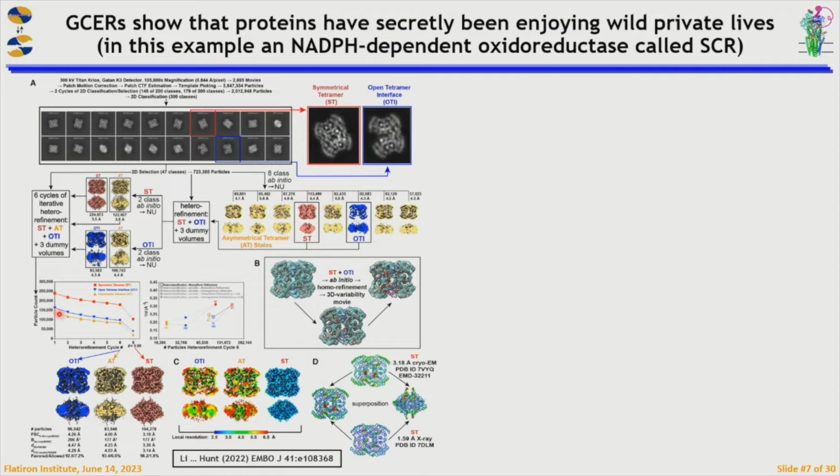And when we do this, we also have a number of dummy volumes that are just sort of junk things. And so the junk particles slowly get peeled off by these dummy volumes, and then the particles that really match the CFTR, or in this case something called SCR, get passed through after every cycle.